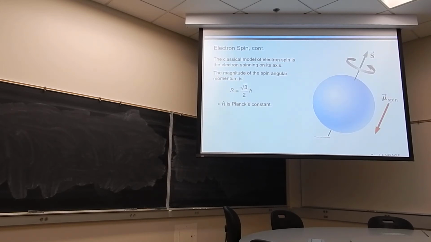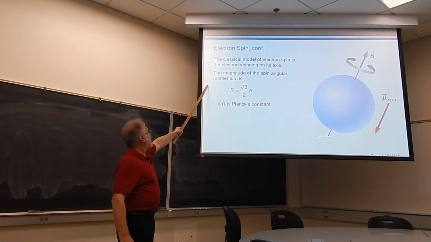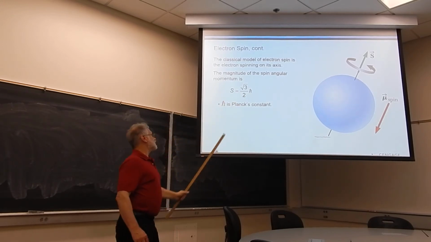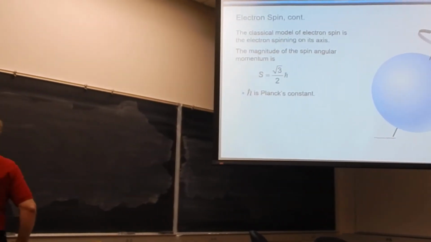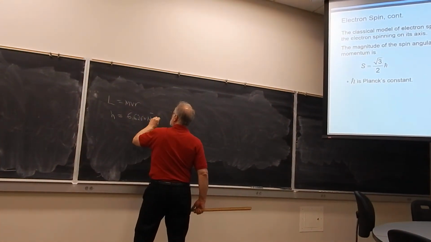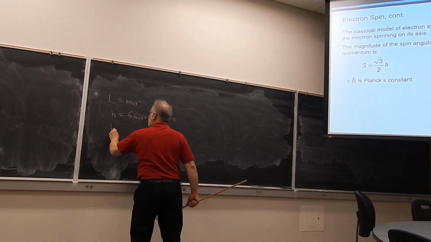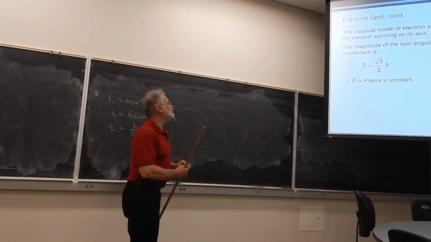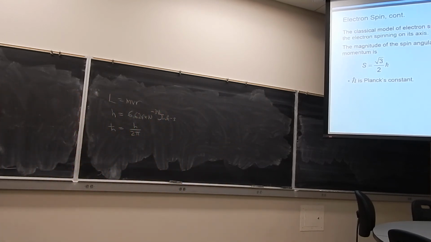We can talk about the electron spin as providing an angular momentum equal to the square root of 3 over 2 times h bar, Planck's constant divided by 2 pi. Planck's constant is 6.626 times 10 to the minus 34 joule seconds, and h bar is that divided by 2 pi. We most often use it in the h over 2 pi configuration.